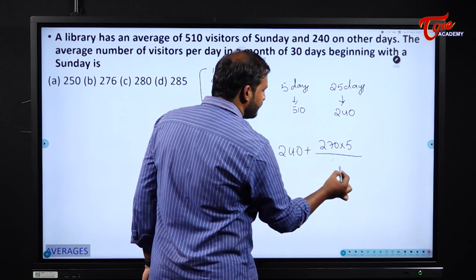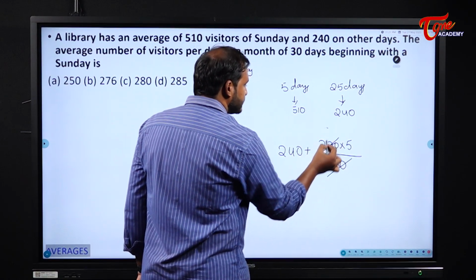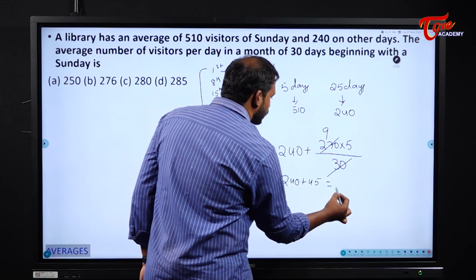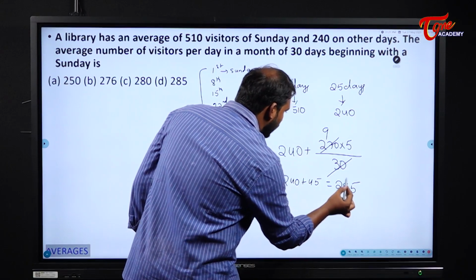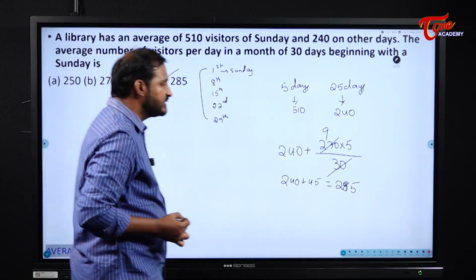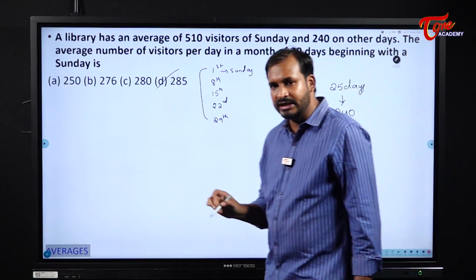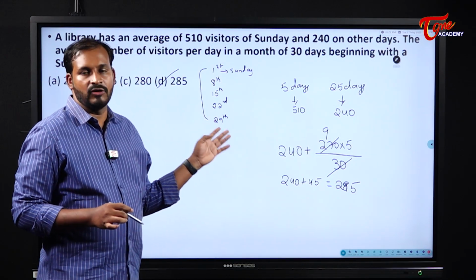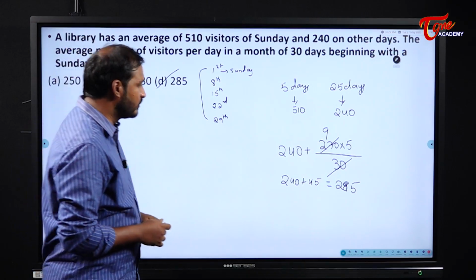And what is the total number of days? 30. What is the total number of days? 30. So 270 into 5 by 30, that is 45. So 240 plus 45, 285. So the average visitors for that library for the entire month is how much? 285. So same logic. But here you should know how many Sundays and how many normal days there will be. Very simple concept, students. Nothing more than that.